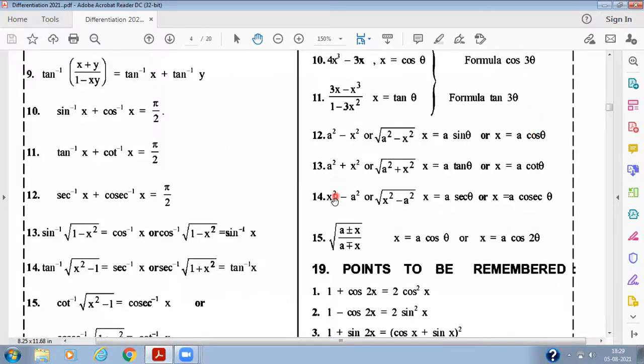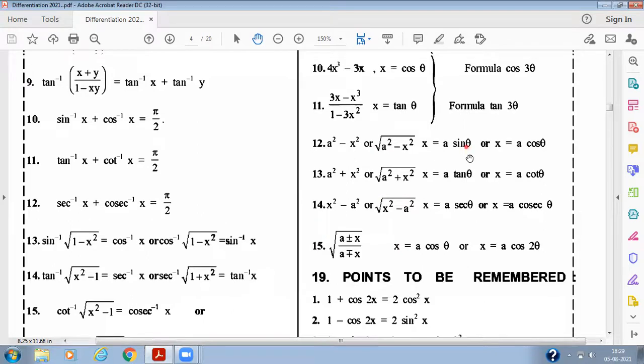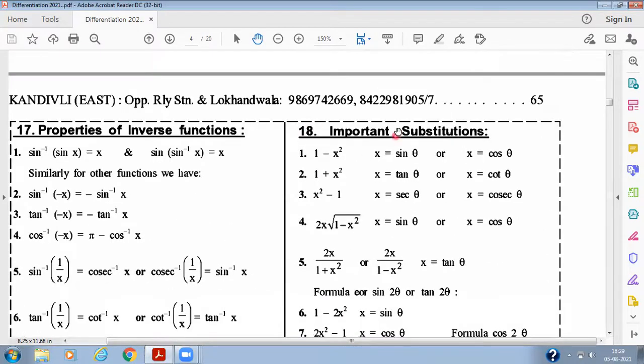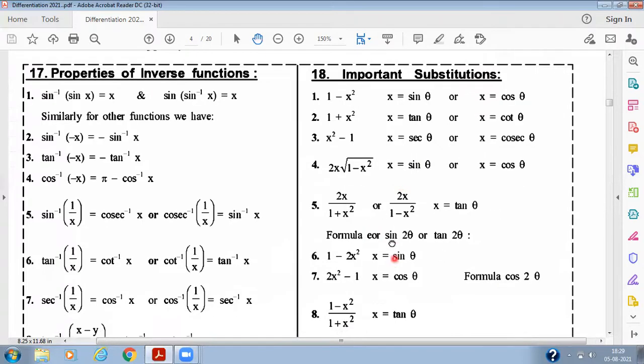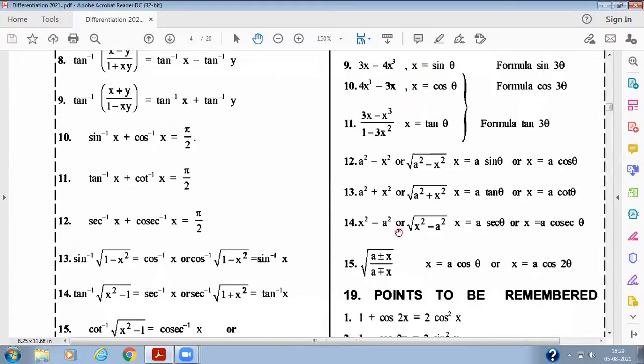Then 12, 13, 14, and 15, these are the substitutions that you need to remember. So if these are the expressions, we are going to use these substitutions which are written in front of them. So these 15 points which I have shown to you under point number 18, important substitutions, they are all to be remembered as it is, and obviously we have already used them in the theory lectures.